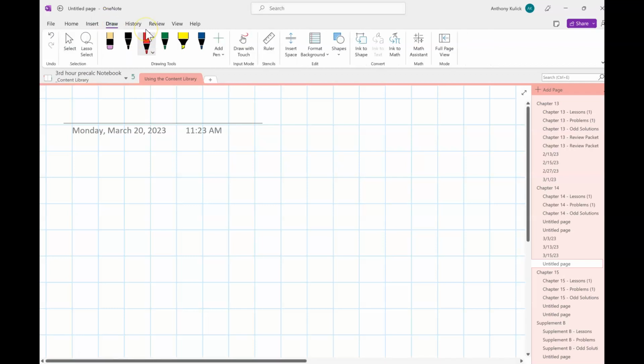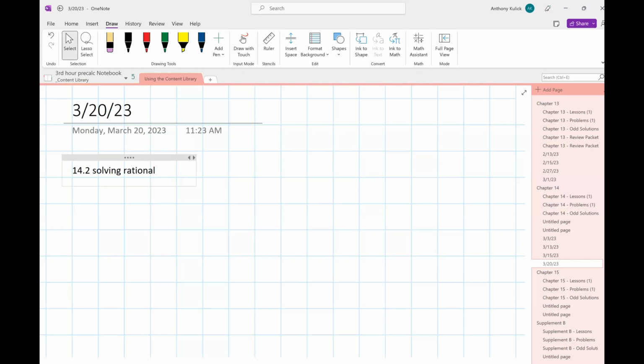Today we're starting 14.2. So we're going to be focusing today on solving equations that involve a rational function.